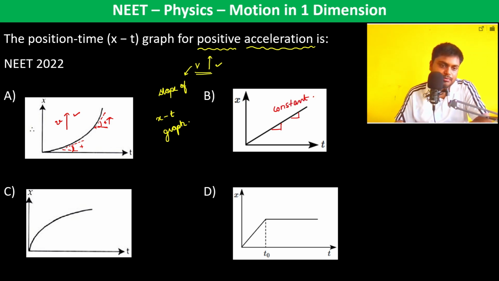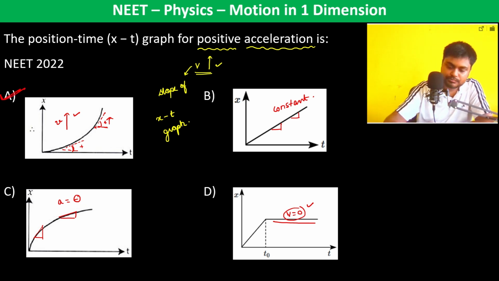Here velocity's slope is decreasing, so here acceleration is negative, and here since x-t is the same, therefore velocity is 0. So therefore the only option is A.